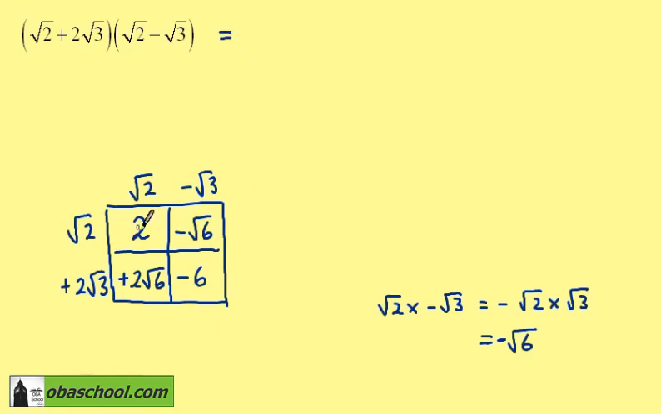So we have 2. The like terms, minus root 6 plus 2 root 6, give me plus root 6. And then the minus 6. And then to tidy, 2 take away 6 is minus 4. So minus 4 plus root 6.